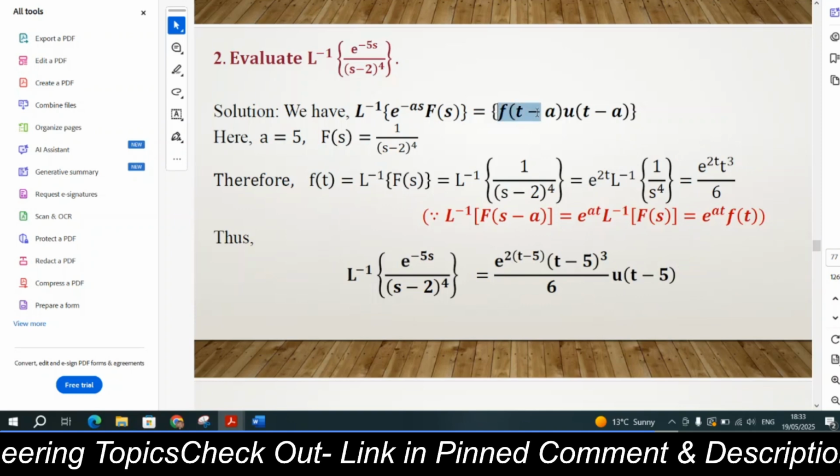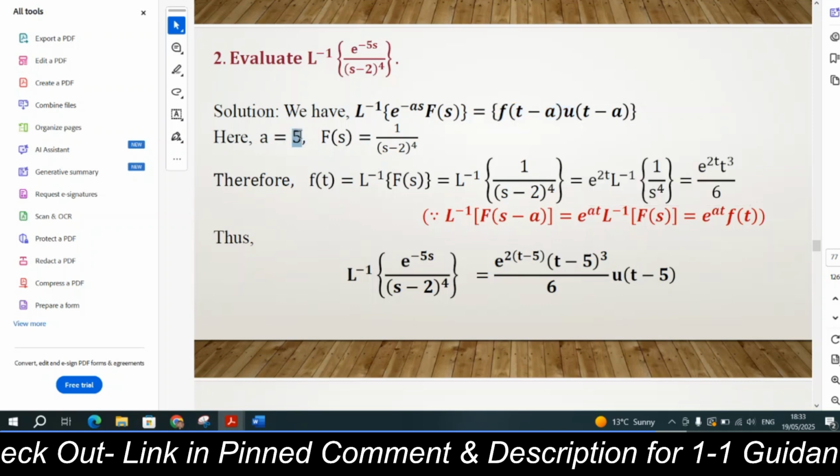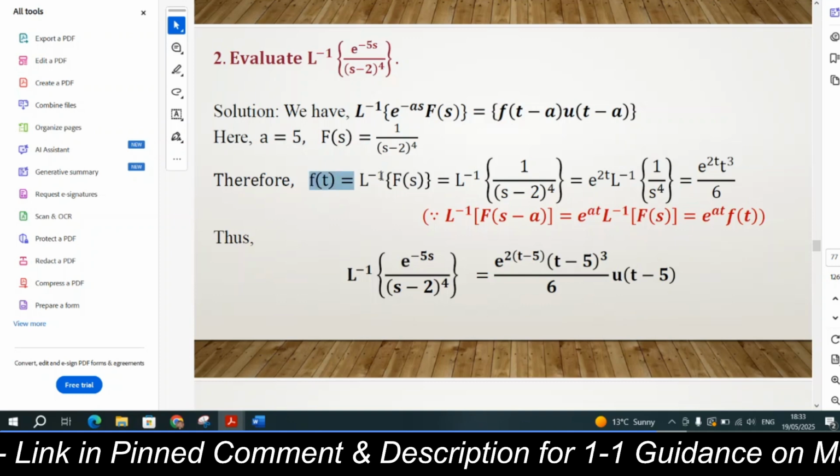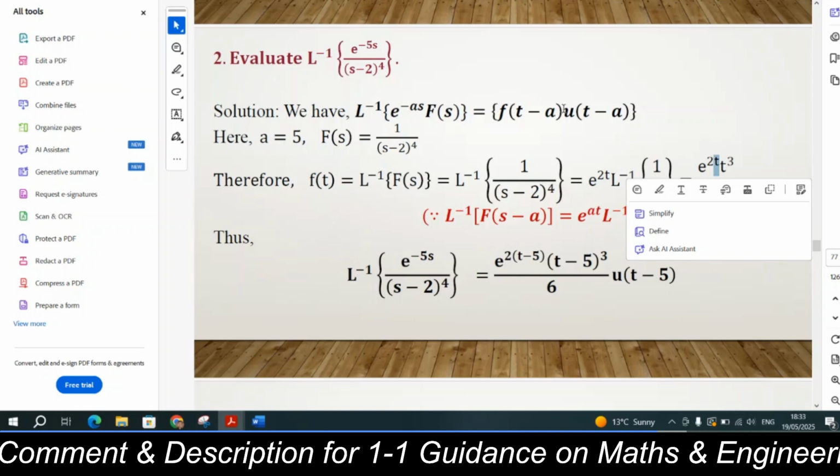S raised to 4, how do we? Oh, okay, we're doing the t to the power n thing. Yeah, 1 upon s raised to n is t to the power n minus 1 upon n minus 1 factorial. Okay, got it. So you got f of t over here.